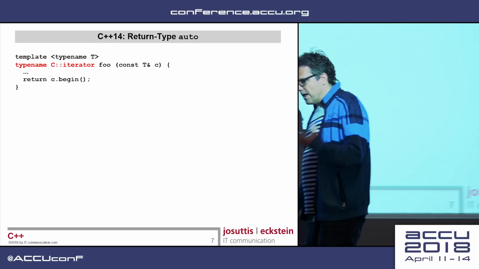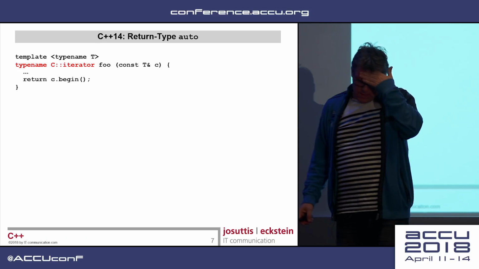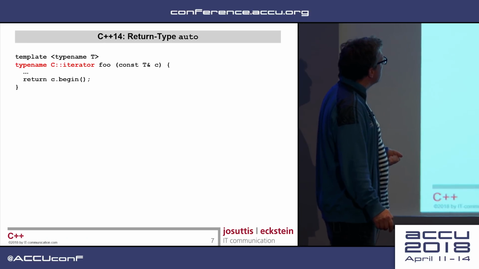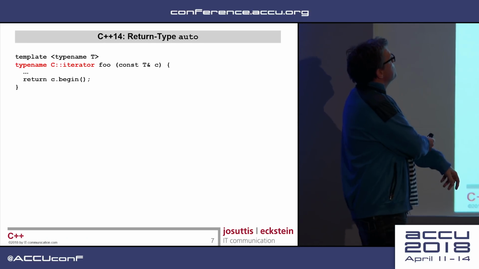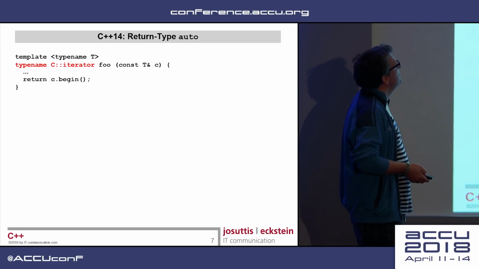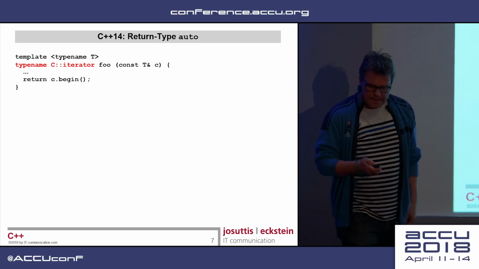So, we have other places where to use auto now. A more interesting discussion is return types. In the past, we could say that a function returns a type named C::iterator. That should be a T::iterator, of course.